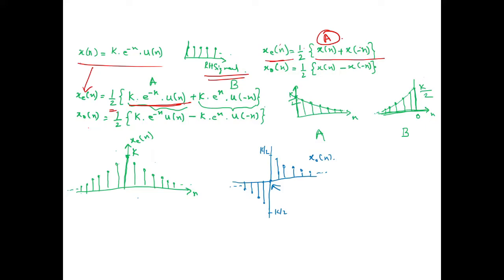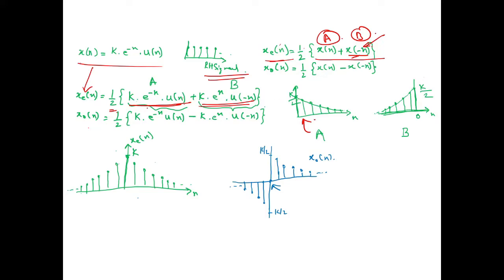This becomes the b x of minus n, because wherever we have n, we replace it with minus n. So minus n becomes plus n, and the n over here becomes minus n. So this is the b component of this signal. Now if you see the k component, it is this one.